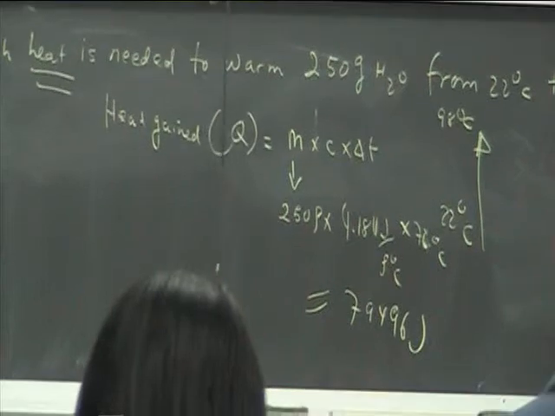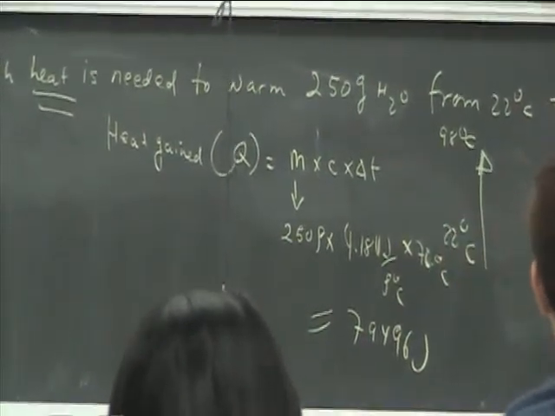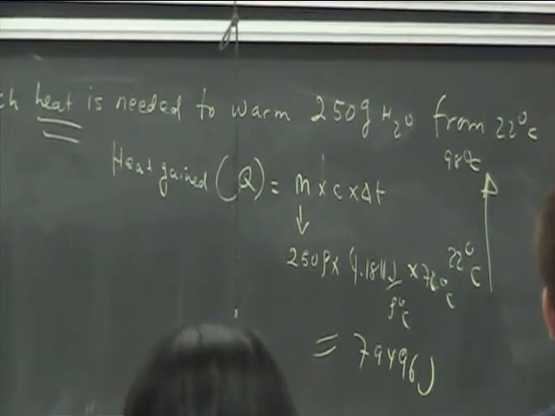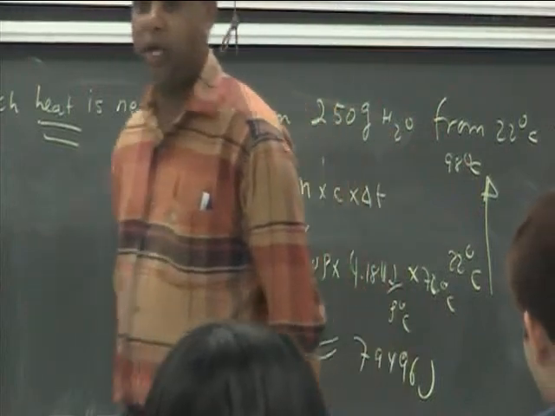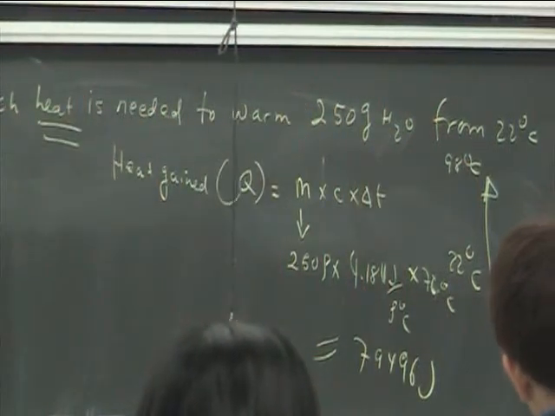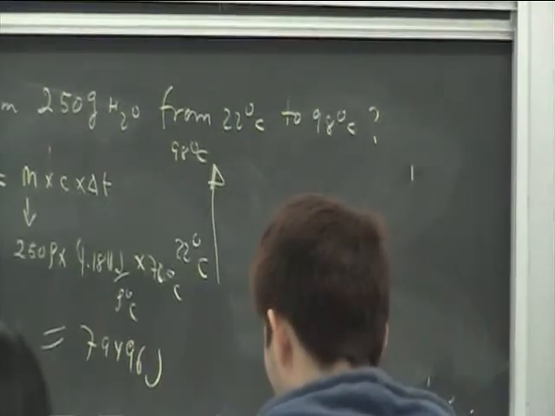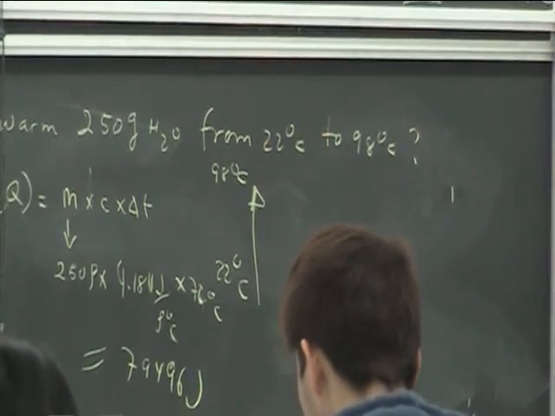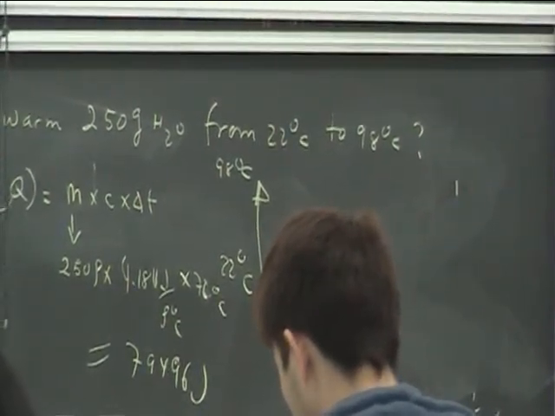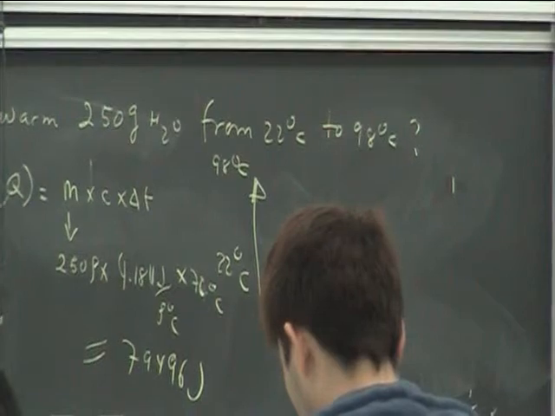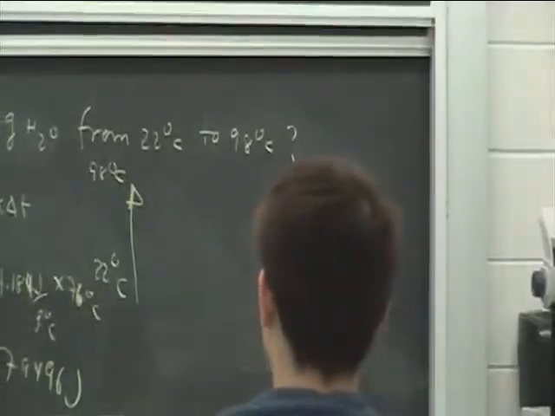Where'd you get the specific heat of water? The specific heat of water is a given value which has to be given to you. In a test or an exam, the specific heat of each substance will be given. For water, it is 4.184. That's times 76. Yes, that's the specific heat for water.